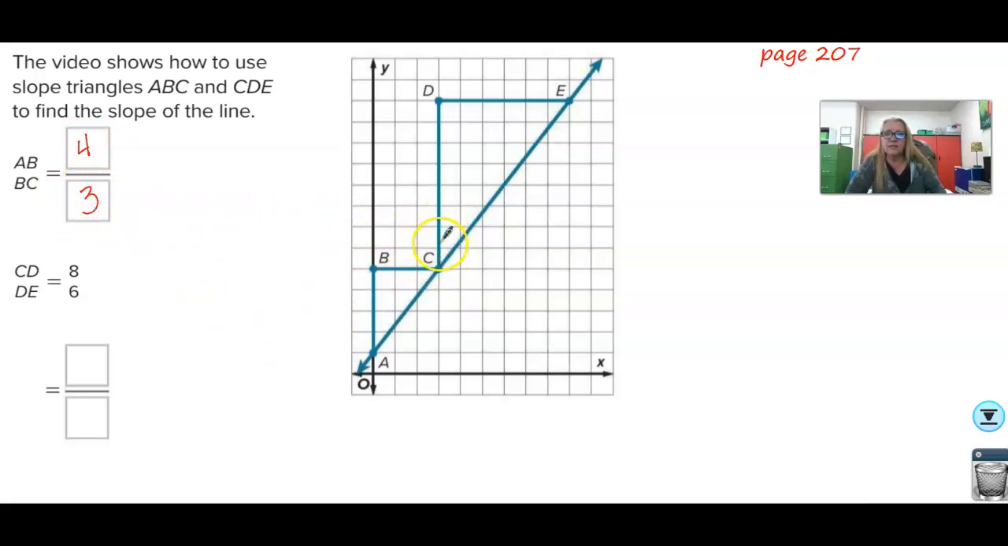And then they filled in CD for us. This is up 8 and right 6. All right. So if you were to reduce this, notice if you divide top and bottom by 2, what do you get? 4/3. Both of these have a slope of 4/3. This line has a slope of 4/3.